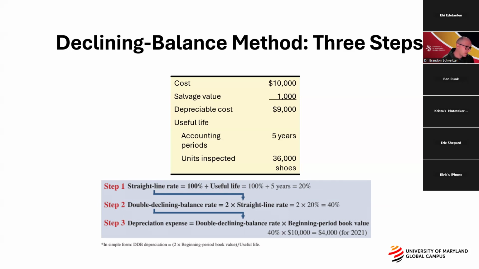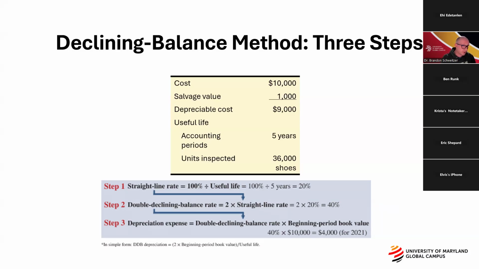And we compute this really in 3 steps. The first step is to compute the asset's straight line depreciation rate. The second step is to double that rate. And the third is to compute the depreciation by multiplying that rate times the beginning book value.